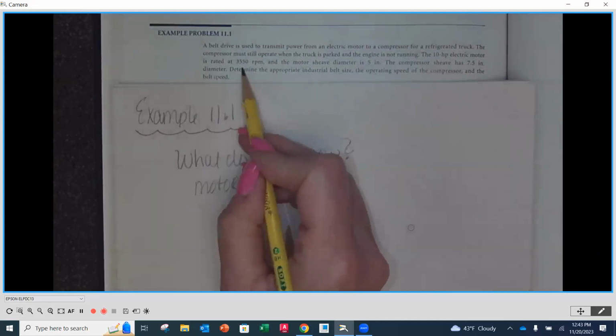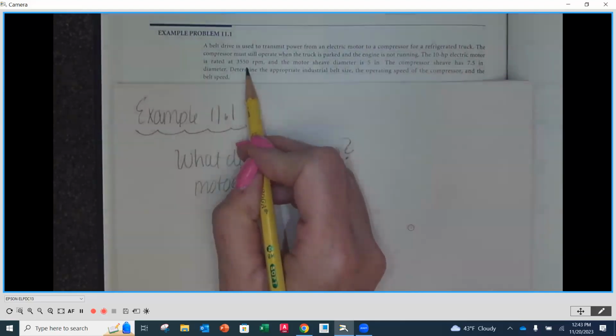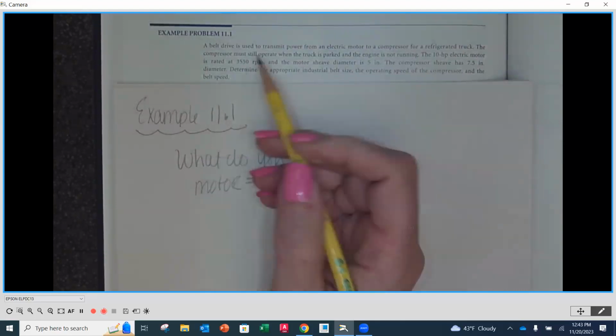And then as we look here, it's rated at 3,550 RPMs. What does that variable line up with in anything that we've been talking about? Yeah, it does, Eric. Don't go like this. What does it line up with? A W, right? It's a rotational speed.